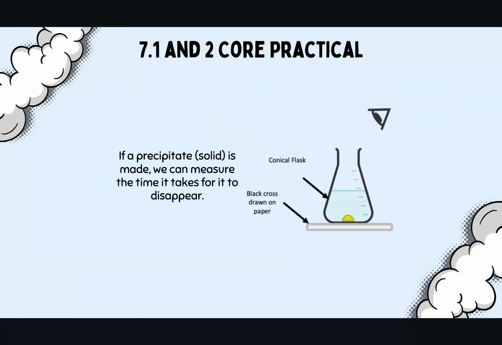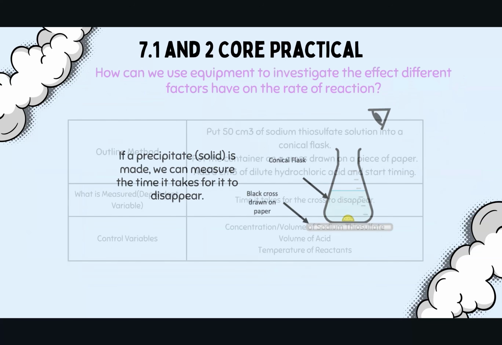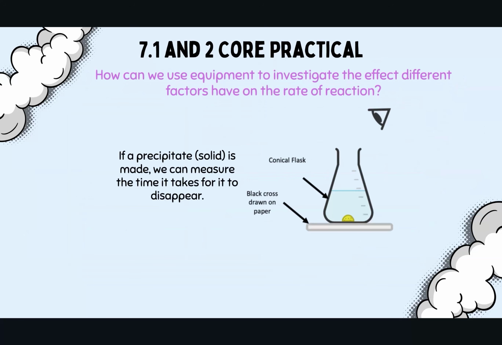Okay, so this is another way of doing it. You get a white slate or piece of card, you put a cross on it, you add your chemicals, and when they react, no, sorry, you add two different liquids into this, and they form a precipitate, which is a solid. And as the precipitate starts to form, the X that's on the piece of paper underneath disappears. So you measure the time taken for that X to disappear.